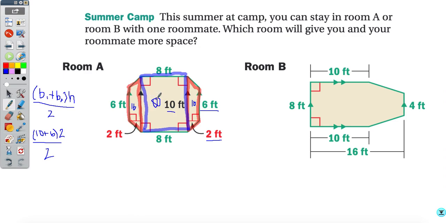So now that I know the area of each of the two-dimensional shapes, I'm going to add them up. 16 plus 16 is 32. 32 plus 80 is 112. So in room A, you have 112 square feet of room.